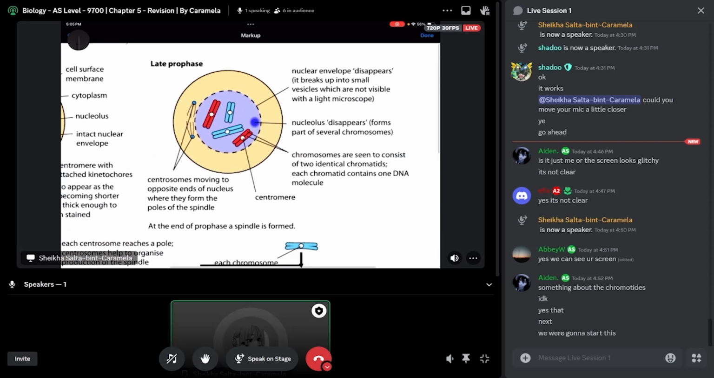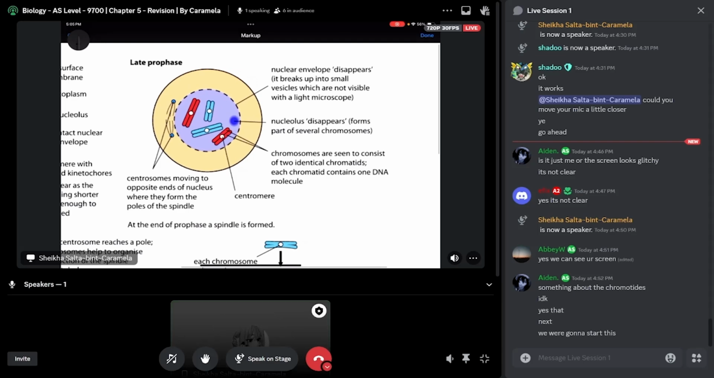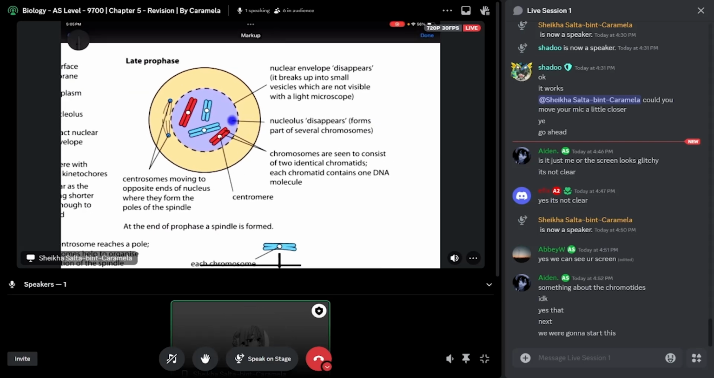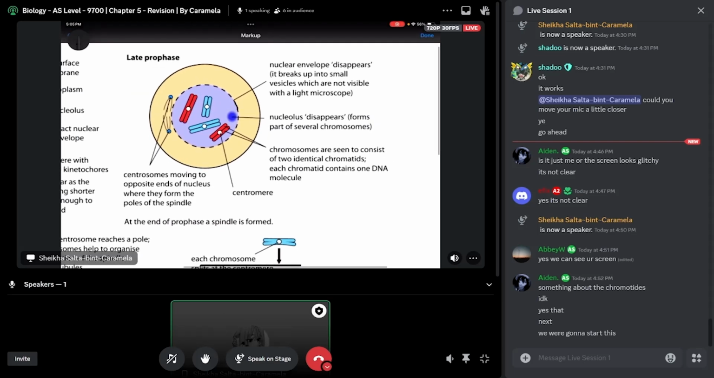So next comes the late prophase. In the late prophase, the nuclear envelope starts to disappear and break down. And then the centrosomes start to move towards the opposite poles of the cell. You will say opposite poles and not just up or down or left or right, because that would be considered wrong. You just have to say opposite poles.